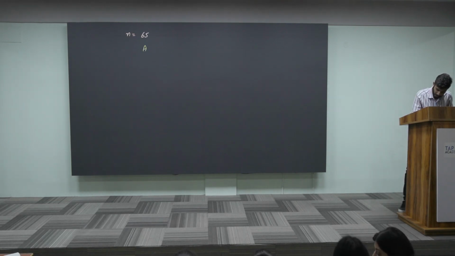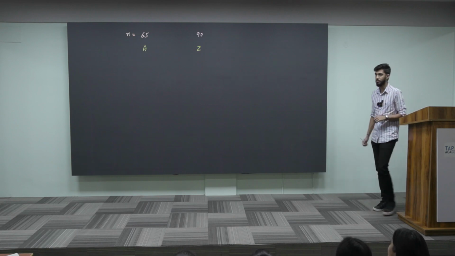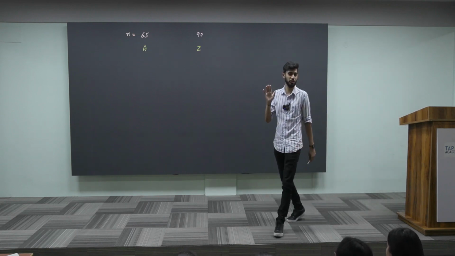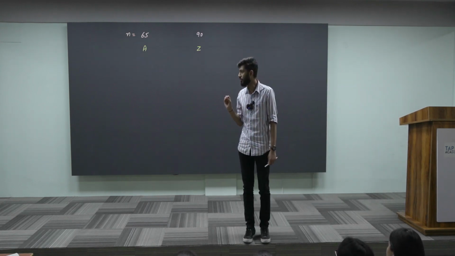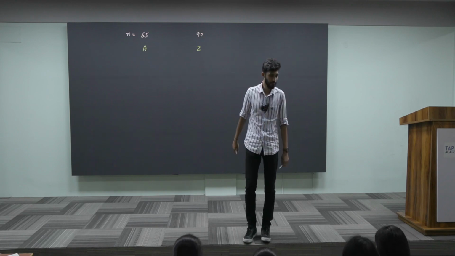In case if the n value is equal to 90, then what is the character? This is what the output has to be. Is the question clear to everyone? Please write the code.